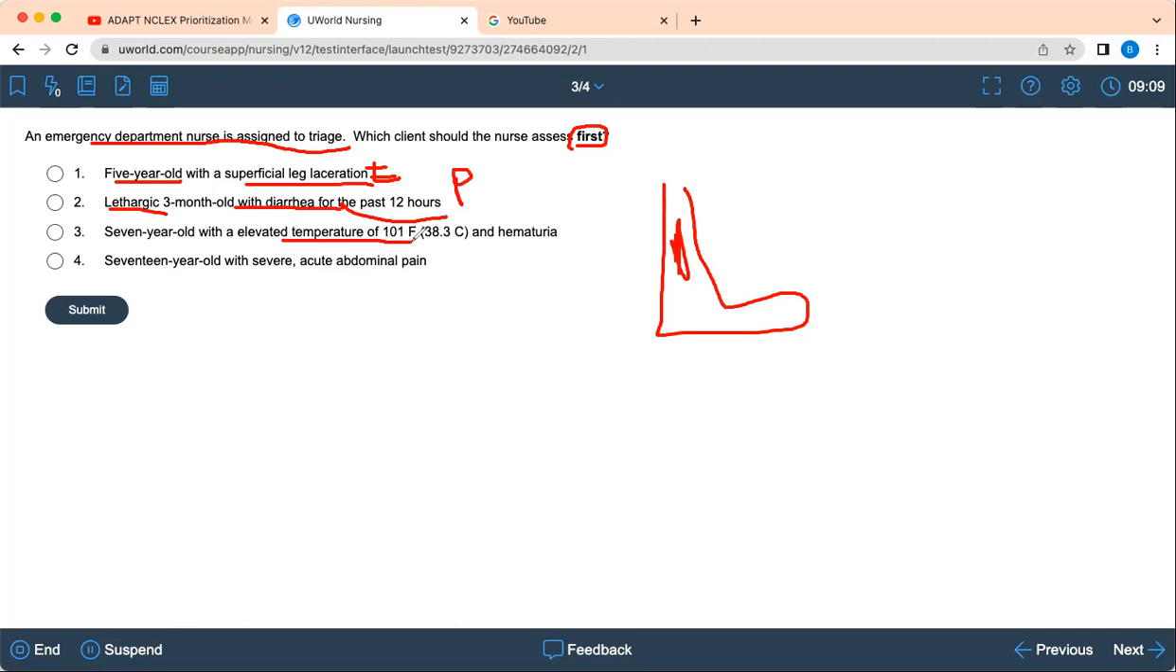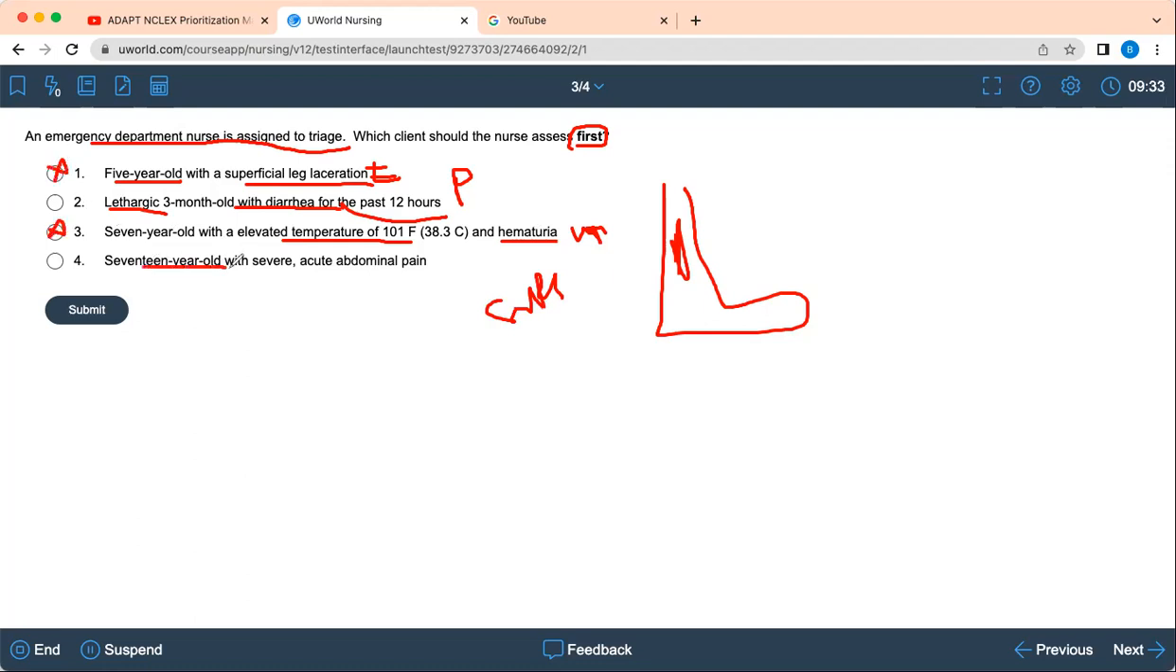7-year-old with elevated temperature and hematuria, blood in the urine. All we're told is he has fever and blood in urine. This patient may have UTI or glomerulonephritis. I don't see any evidence of SIRS phenomenon. Just one temperature is not enough. I have to see all the information in sepsis. Therefore, we can eliminate this and eliminate this.